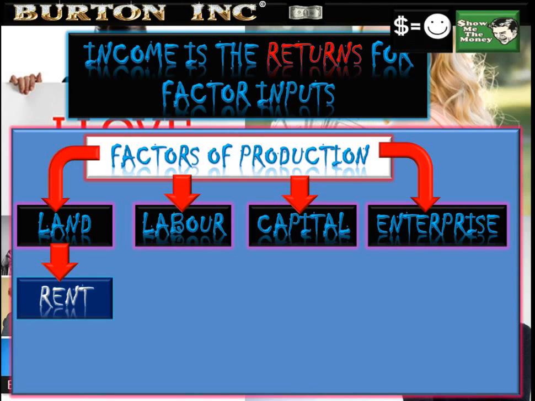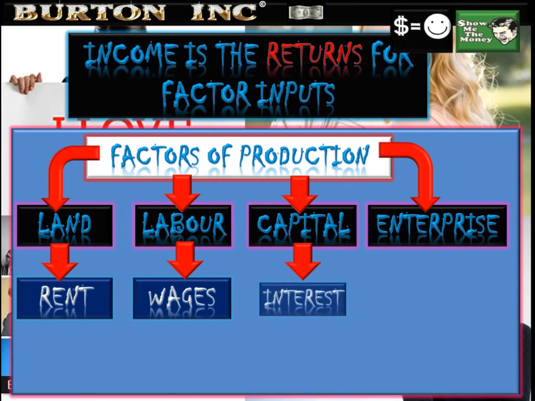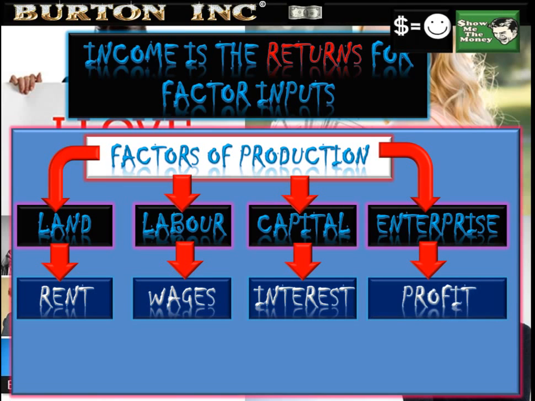Now the income that is the return for the use of land, we call rent. Yes, even if we are talking about the trees and the fish in the sea, not the trees in the sea, but the fish in the sea and the trees that are harvested, we call these returns rent. Labour, wages or salaries. Capital we call interest. And enterprise we have profit.